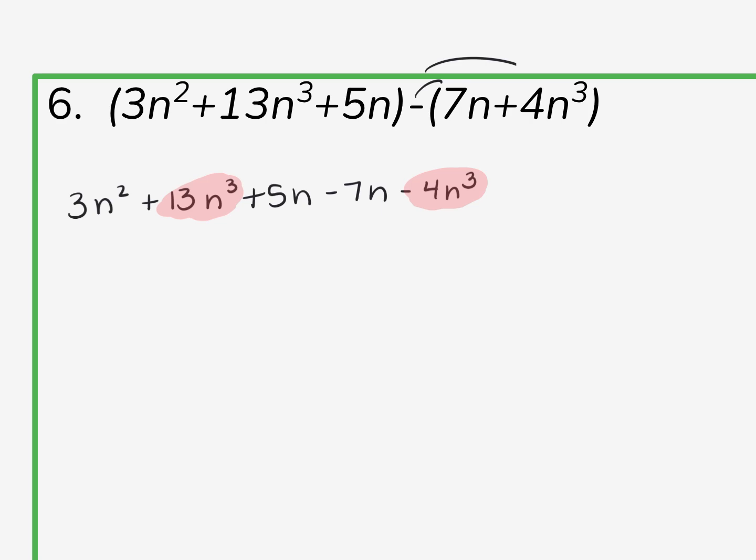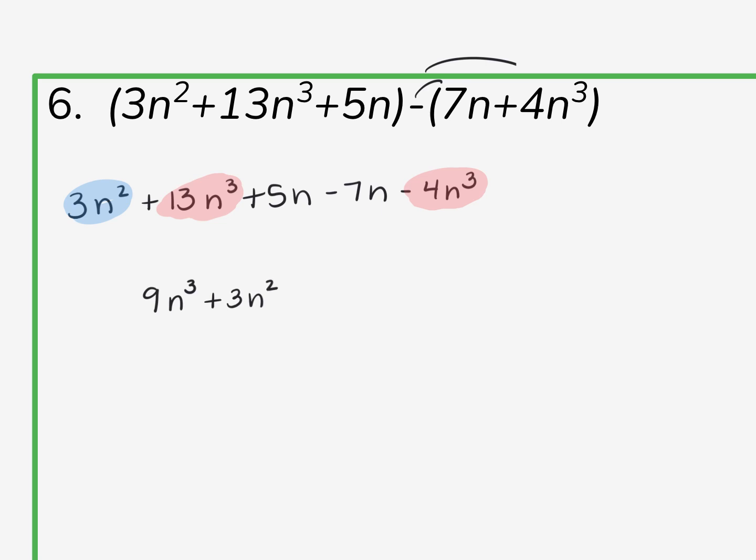If I take 13 and I subtract 4, I get 9, and it's still going to be n to the third. Then I'm going to look for my next highest power. My next highest power on this one would be a 2. So here's 3n squared. I don't have any other n squared, so I'm just going to add +3n squared.